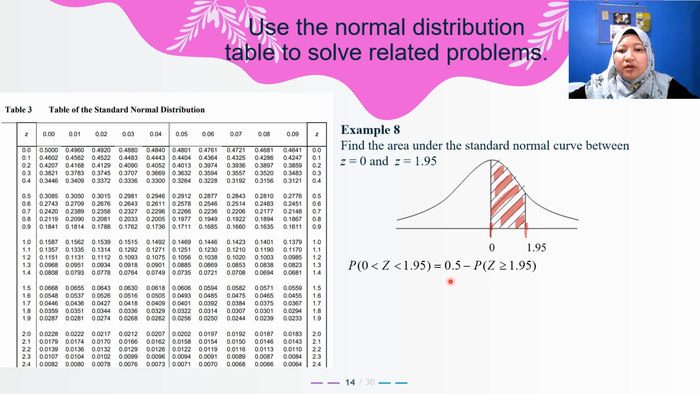Okay, so refer to the table. Find 1.95. Okay, 1.9 plus 0.05. So we have the value is 0.0256. And then we have the probability or the area under this curve is 0.4774.